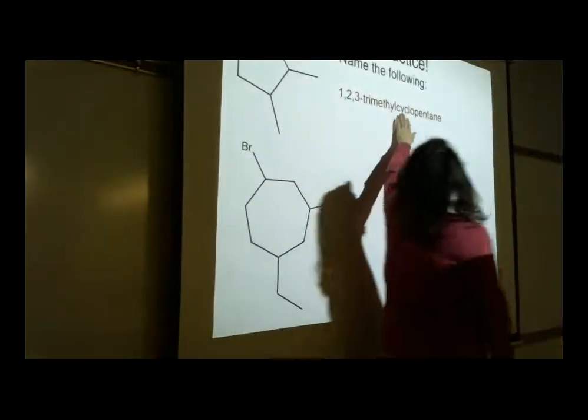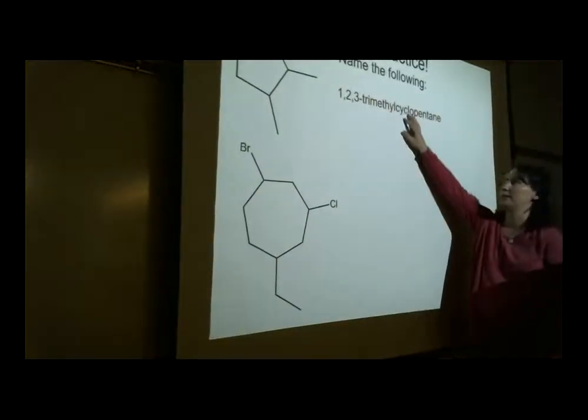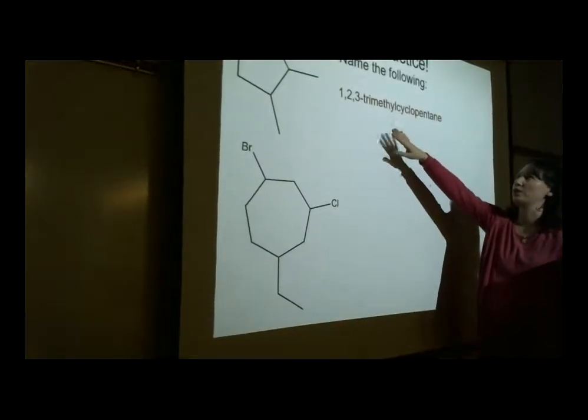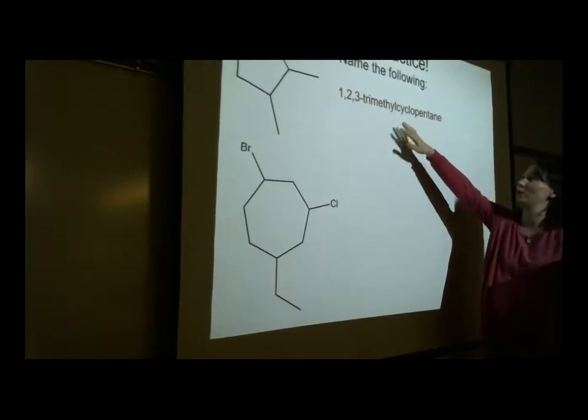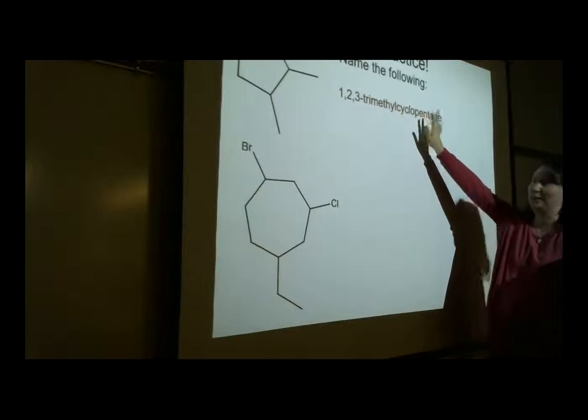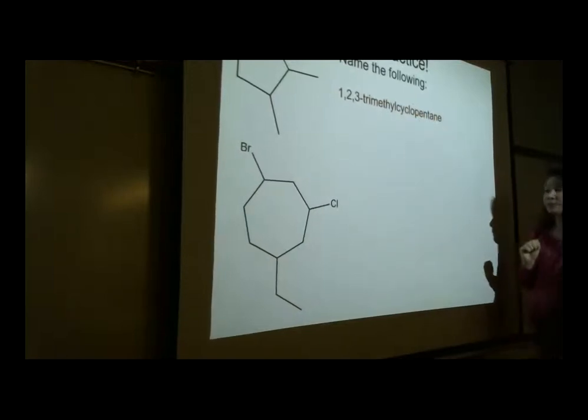And then don't forget the cyclo. That's another common mistake I see. Students will say 1, 2, 3 trimethyl pentane, right? That's not the same thing as 1, 2, 3 trimethyl cyclopentane. It's going to be something very different.